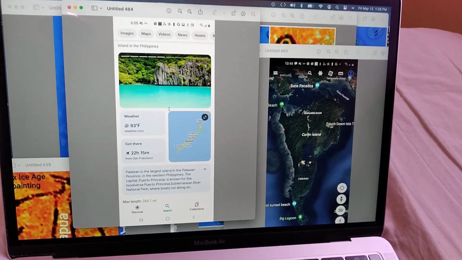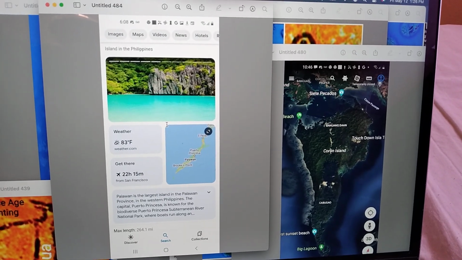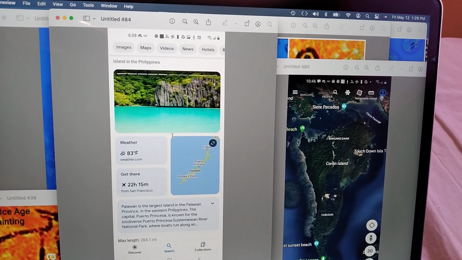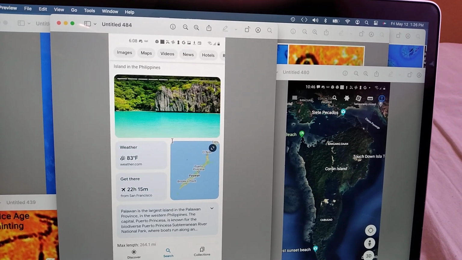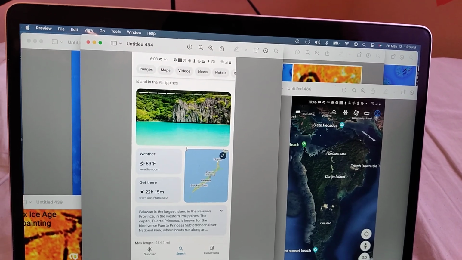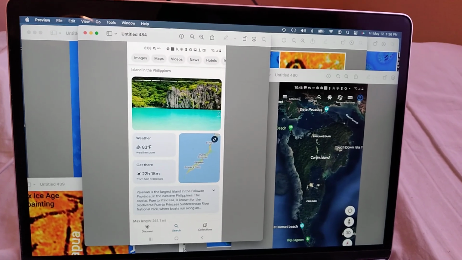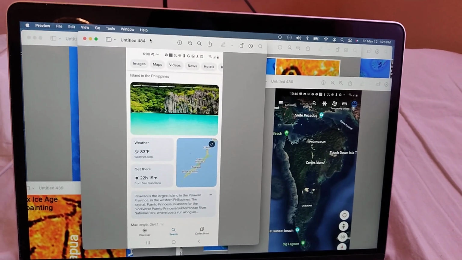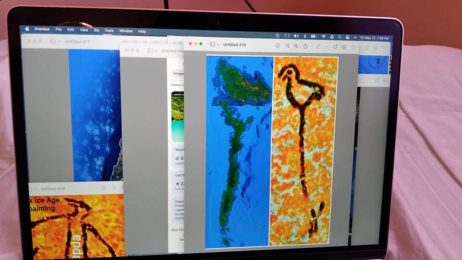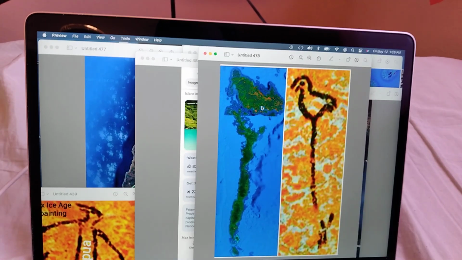Palawan is the largest island in the Palawan province in the western Philippines. The capital, Puerto Princesa, is known for the biodiverse Puerto Princesa Subterranean River National Park, where boats run along it's a subterranean river national park. That sounds dope. Anyway, so basically Palawan is the whole island. And then this is part of Palawan province, but it's a separate island.